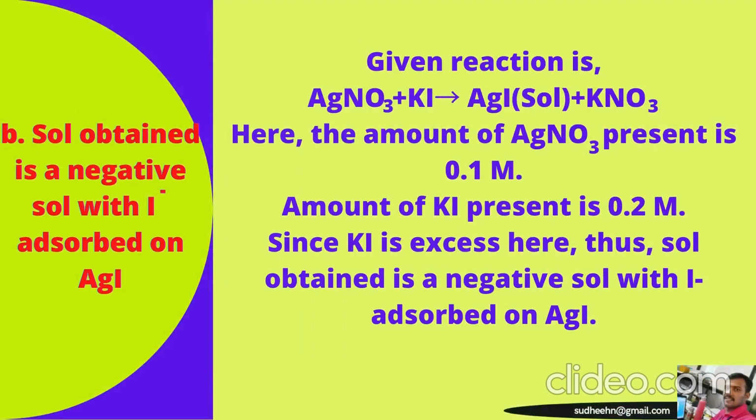The given reaction is when silver nitrate reacts with potassium iodide, it will give silver iodide and potassium nitrate, KNO3. Here the amount of AgNO3 present is 0.1 mole, and the amount of KI present is 0.2 moles. Since potassium iodide is in excess here, the solution obtained is a negative solution with the iodide ion adsorbed on AgI.